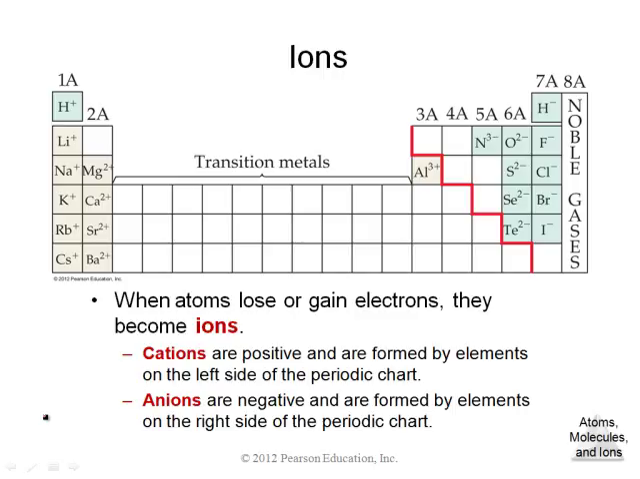Phosphorus, most of the time it does exactly what nitrogen does. It will gain 3 electrons. But there are cases where phosphorus can have a different charge. That is why it is not given there. Whatever is given in that picture, those are fixed. Those ions will always be of that charge.